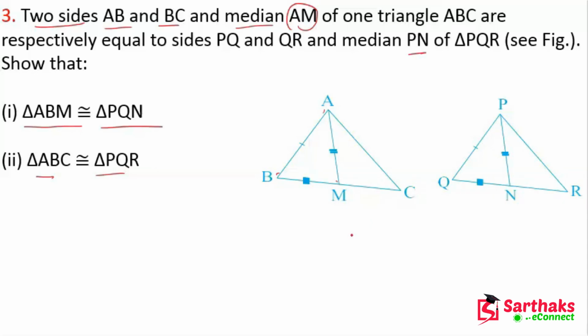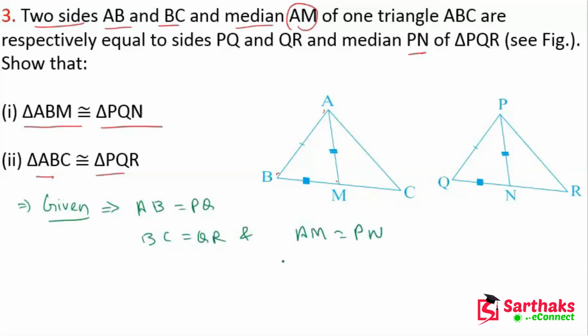Okay, so now let's start to solve this question. First of all, we are writing the given parameters. Given: AB is equal to PQ, BC is equal to QR, and AM is equal to PN. I hope you get this point.